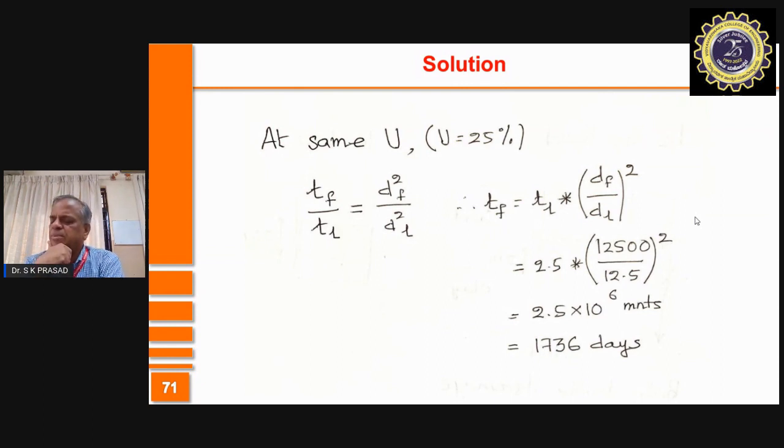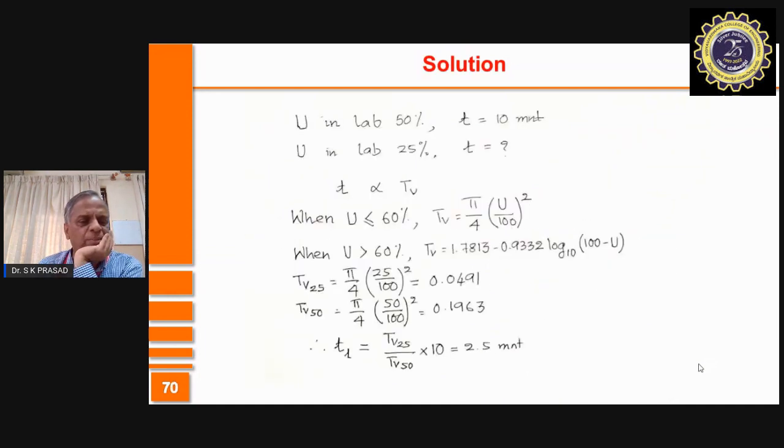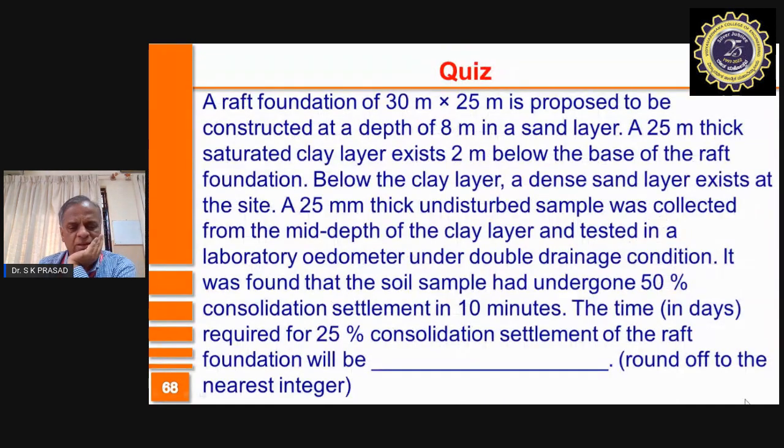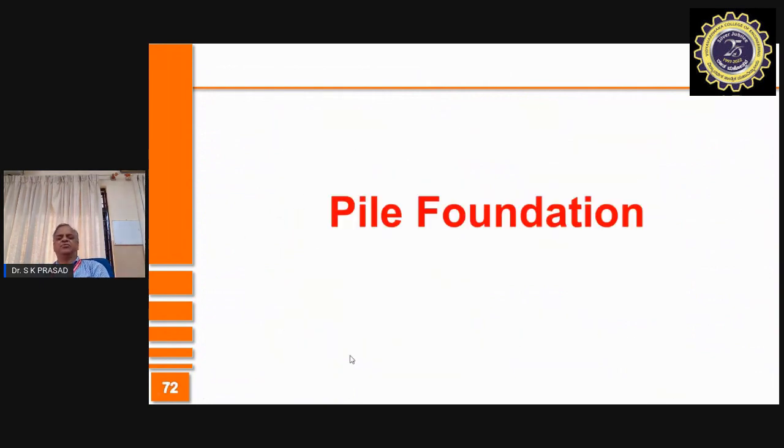You convert that to number of days by dividing by 24 hours and then 60 minutes. So number of days is 1736.1 point something days, but it is said that you have to round off to the nearest integer, therefore 1736 days. That's the answer I have to give.